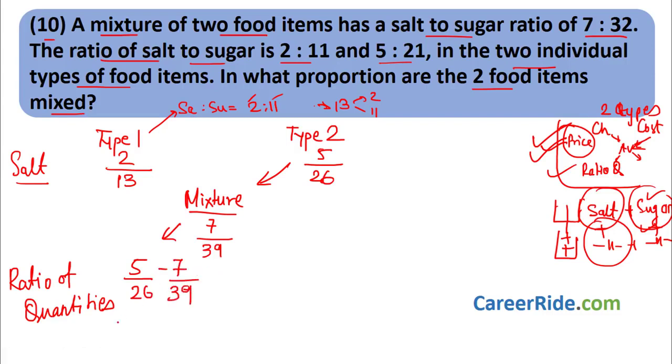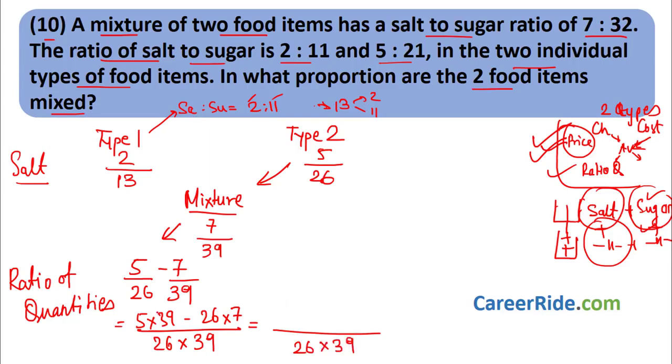What will you get over here? The LCM over here would be nothing but 26, everything is divisible by 13 over here. So this is 2, this is 3. Let us take the LCM as 26 into 39. So what will you have over here? 5 into 39 minus 26 into 7, over 26 into 39.